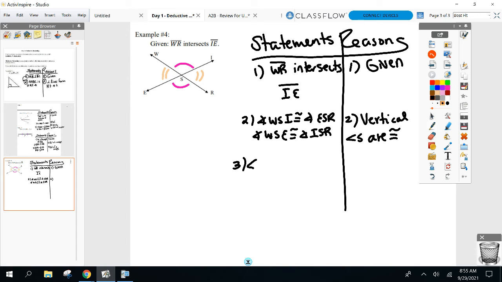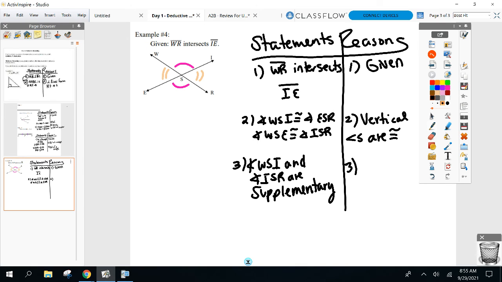So I'm just gonna stick with what was your pair again, Chloe? Angle WSI and ISR are supplementary. There's no I in this word. Good work. Again, I could put this pair, supplementary, this pair, and keep writing and writing, but let's just take these two and go with it.